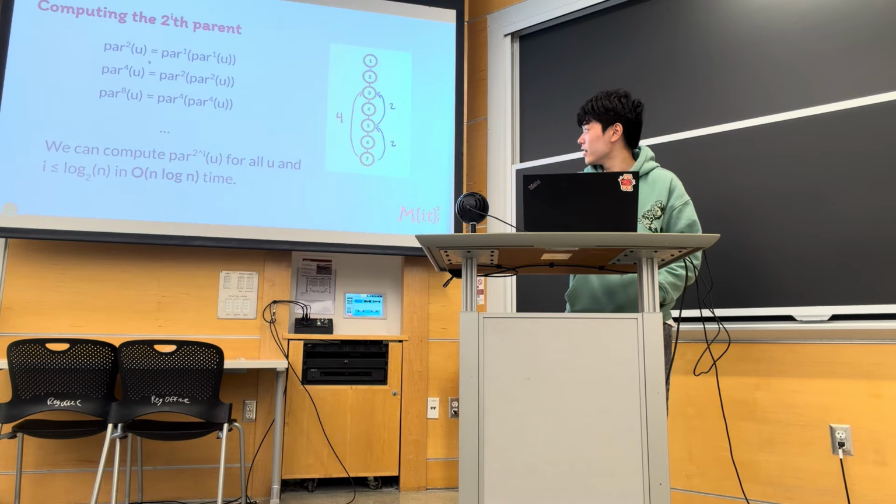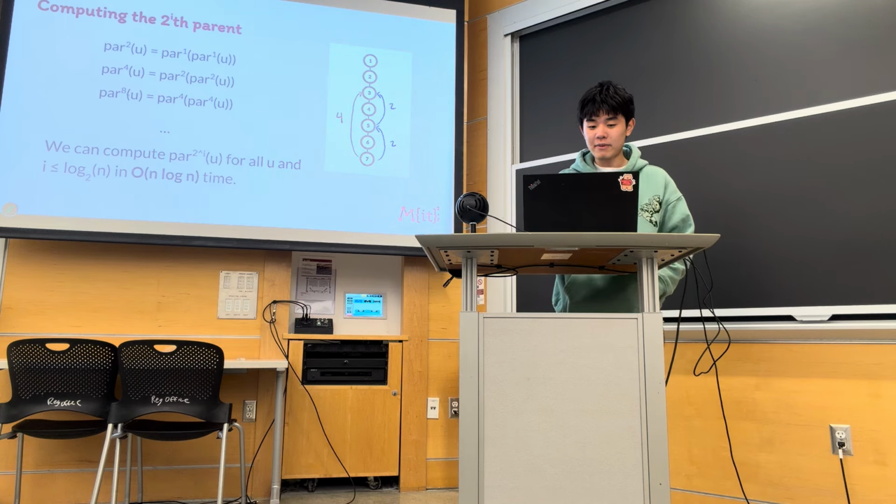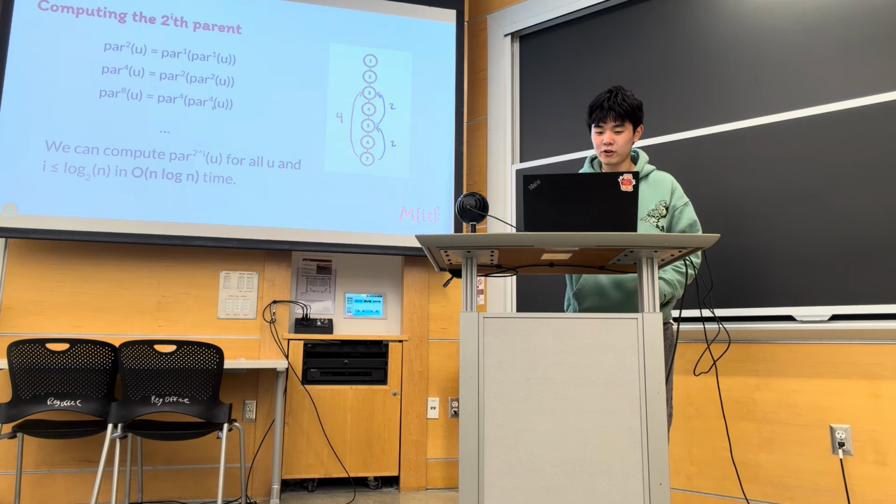And now we can go to the 4th parent of u as well. So the 4th parent is just composing the second parent 2 times in a row. You can see the 4th parent of 7 is the second parent of the second parent of 7, which is the second parent of 5, which is 3. And we can keep going for all the powers of 2. The 8th parent of u is the 4th parent of the 4th parent.